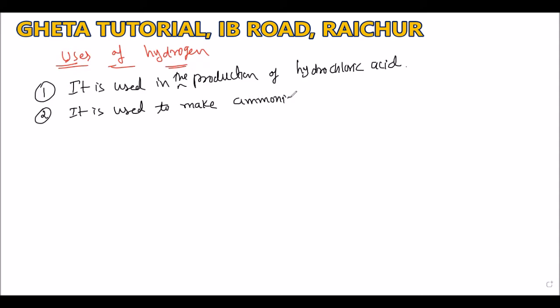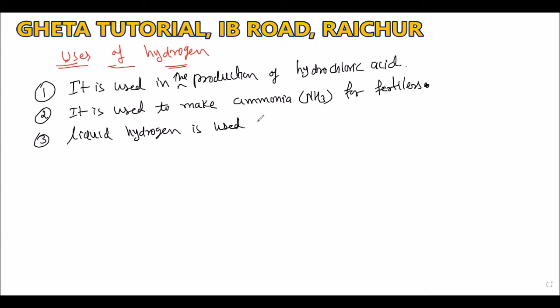What is the formula of ammonia? NH3. They use it to make ammonia for the fertilizers. And one more use: it is used as a fuel in rockets. We use liquid hydrogen as a fuel. Liquid hydrogen is used as a fuel in the rocket.